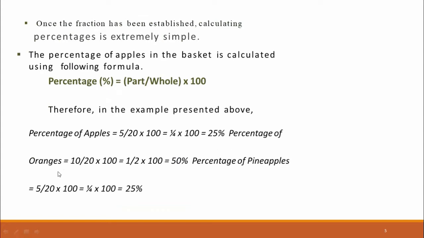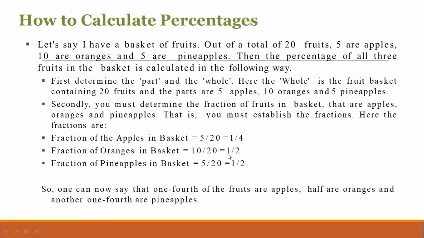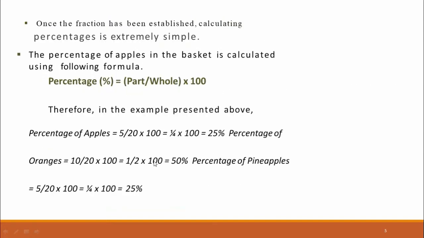And the percentage for orange, using this formula, part divided by whole. The part of the orange is 10 and the whole is 20, multiplied by 100. So 10 by 20 in simplest form is 1 over 2. So 1 over 2 multiplied by 100 is equal to 50%. So 50% of the orange.